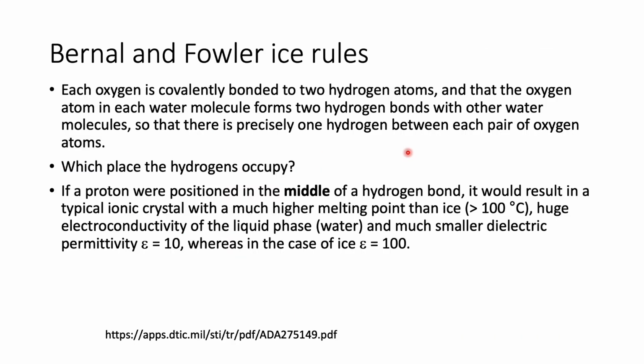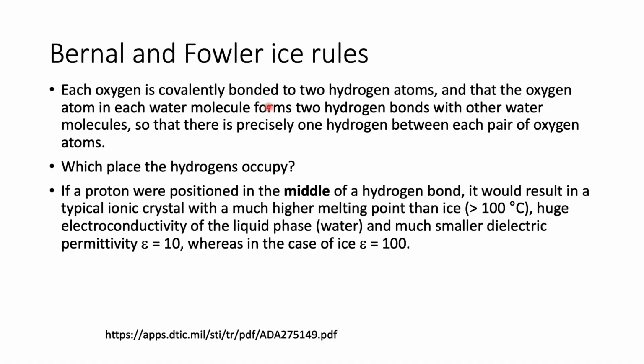And here we have the Bernal and Fowler ice rules, which talk about how these crystal structures are formed. Each oxygen is covalently bound to 2 hydrogen atoms, and the oxygen atom in each water molecule forms 2 hydrogen bonds with other water molecules. So that is precisely 1 hydrogen atom between each pair of oxygen atoms. That means 4 oxygen atoms surround 1 hydrogen. This is what is given in the Bernal-Fowler ice rules.